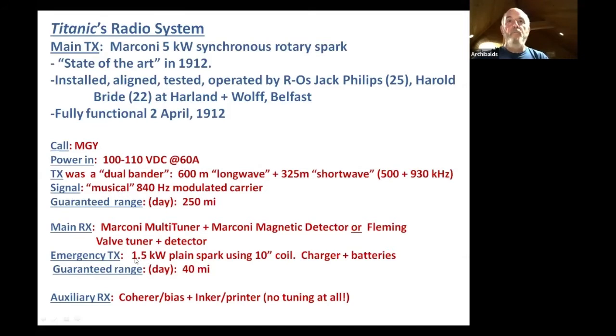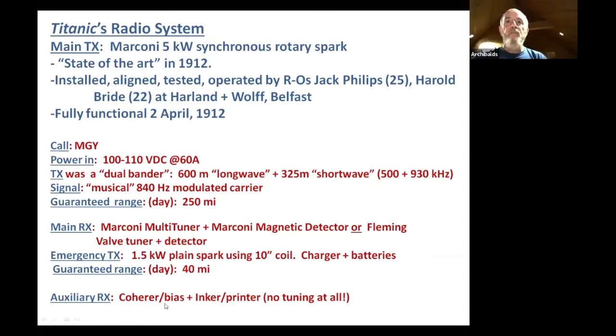The emergency radio transmitter was a 1.5 kilowatt plain spark, using a big 10 inch coil. They used to measure not by the voltage, but the length of the coil. The longer the coil, the more voltage. There's a charger and batteries. This is a much inferior system, but it had the big advantage that if the ship power failed, which could well happen in an emergency, there was a big bank of batteries so that this plain spark coil would work. But your guaranteed range went from 250 miles to 40 miles on the same antenna. So that tells you something about how efficient they are.